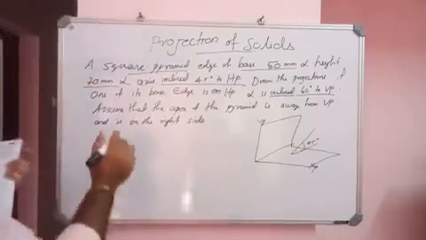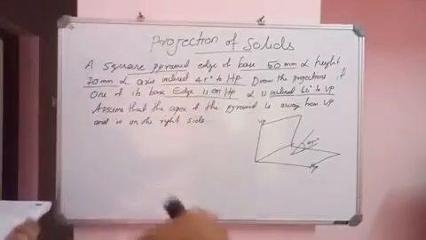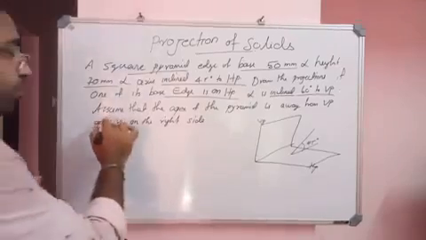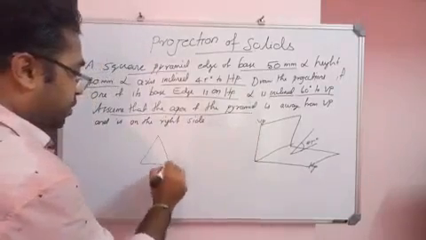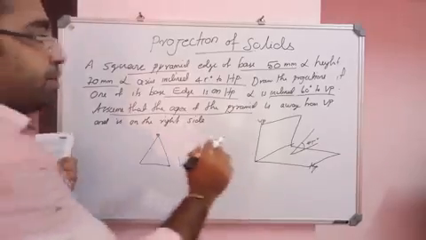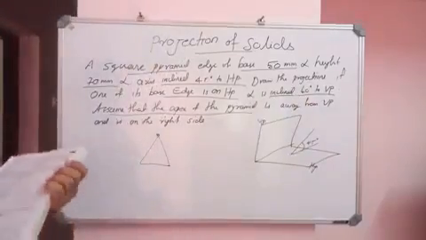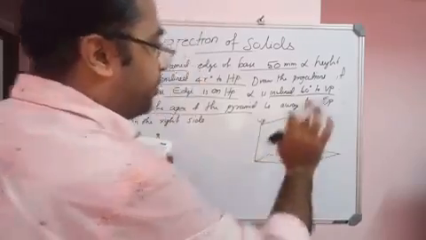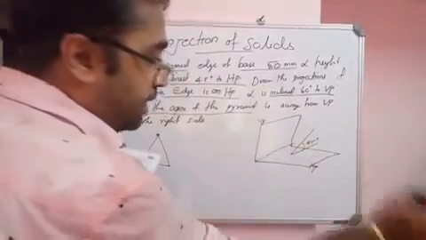Then one of its base edges is on HP. It is given that the base edge is one of the edges in the HP. Now they assume that the apex of the pyramid is away from VP. So in the 60 degree view you can see that the apex is away from the VP, and it is on the right side. Right side means this side it is coming.